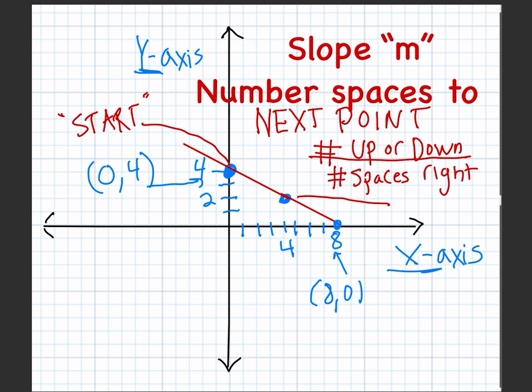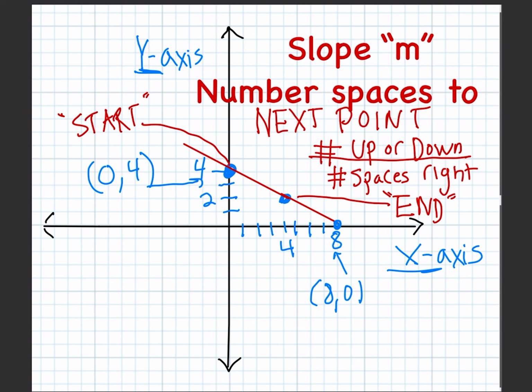And then the next point over that I have is that one right there, the second point, and I'll call that the end point. Of course, the line doesn't really end, but for my little slope thing I'm getting here, that's where I'm going to end up. So I want to go from the starting point to the end point, and I can only go up or down, and then left or right, but we're just going to go down and to the right. So that's going to be how we do our slope.